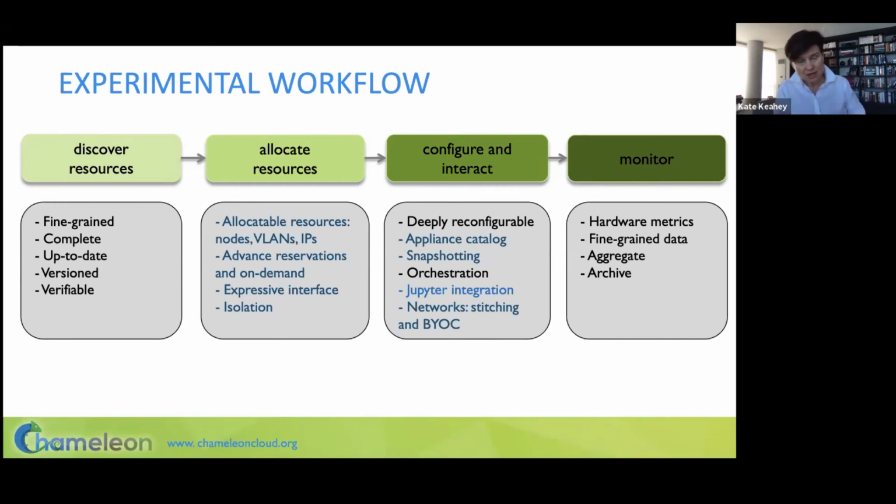So once you have those nodes, once you have all that hardware, right? It's like putting hardware in your shopping basket. 4 GPUs, some storage nodes, IPs, VLANs, and now you check out, right? Now you check out, that means you configure those nodes. So they are, of course, deeply reconfigurable. As I said, we've got appliance catalog. Appliance is a generic name for an image, right?